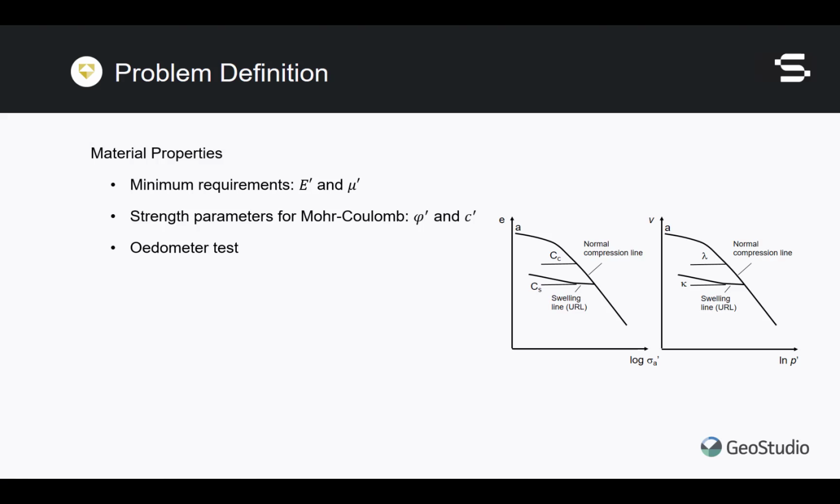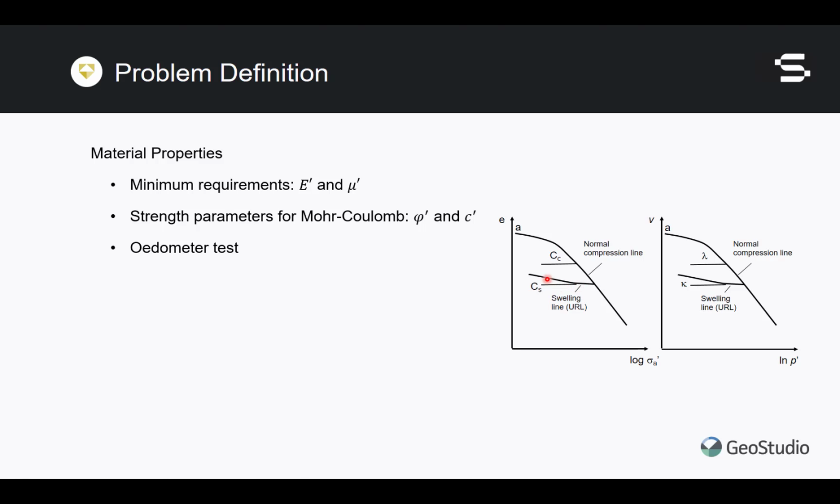The graph on the right shows an oedometer test result plotted first as void ratio, e, versus the log of axial effective stress. Then again we plot it as specific volume, which is 1 plus our void ratio, against the natural log of the mean effective stress. These graphs remind us that the stiffness properties are nonlinear. Taking the log or natural log removes some of the nonlinearity, allowing us to calculate the slope of either the normal compression line or the swelling line, which is sometimes called the unload-reload line.